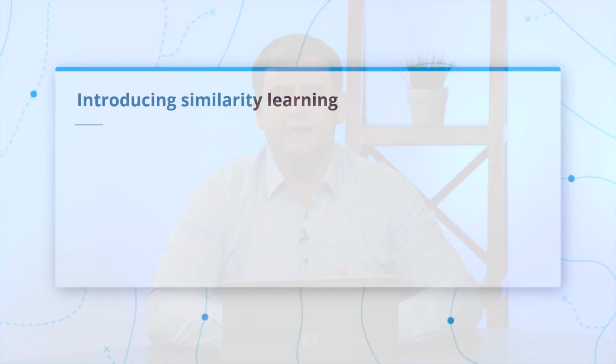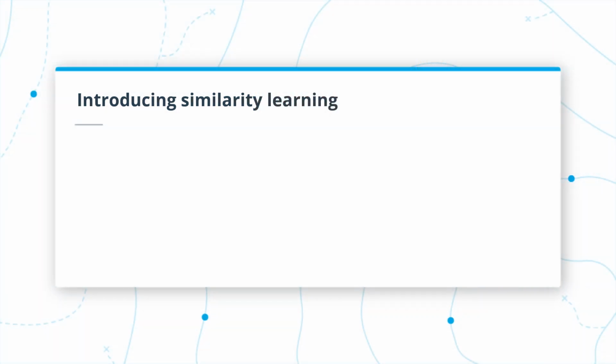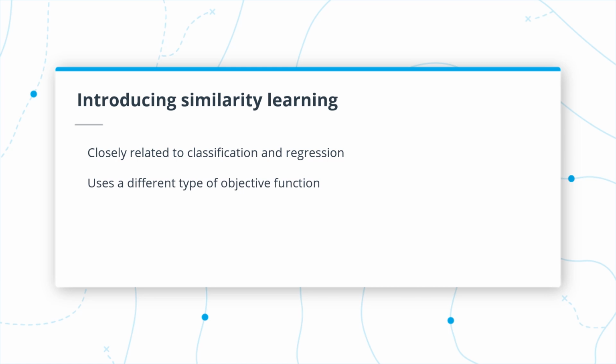So similarity learning is one of those specific cases of the machine learning model training process that is important enough in itself to be treated as a distinct field of machine learning. And similarity learning is closely related to both classification and regression. The important difference, though, is that it uses a different type of objective function.